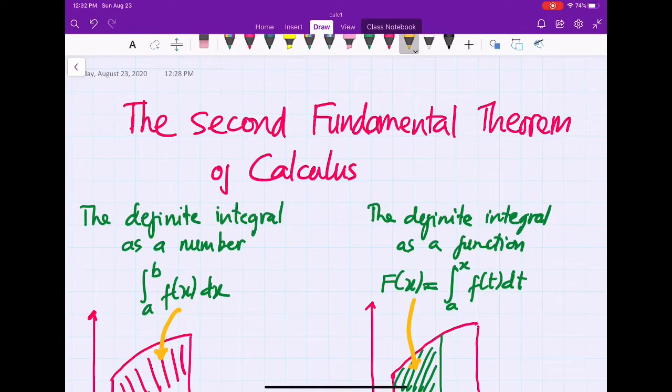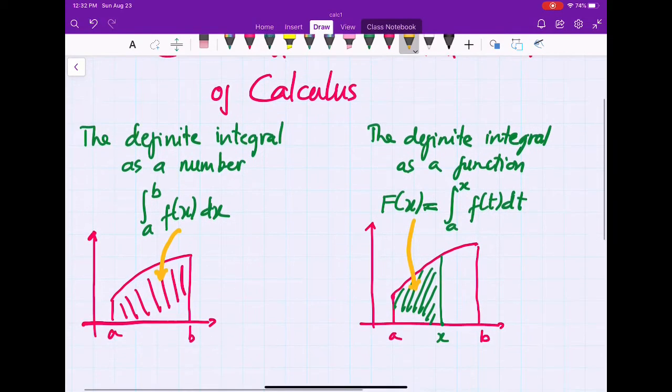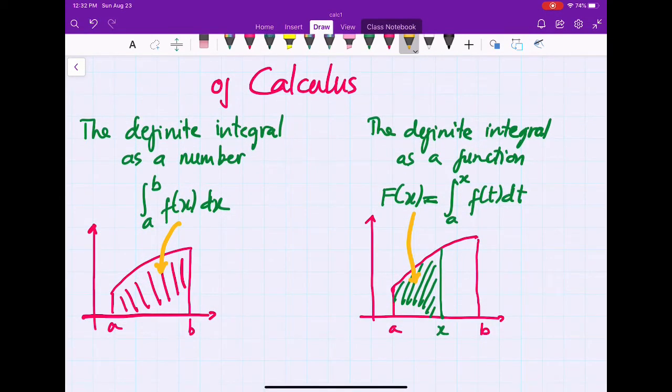Hello. In this video, we study the second fundamental theorem of calculus. As we discussed in the previous videos about the difference between definite integrals and indefinite integrals, we know that definite integrals are numbers, while indefinite integrals are families of functions, right? We also discussed the area functions in the previous video.